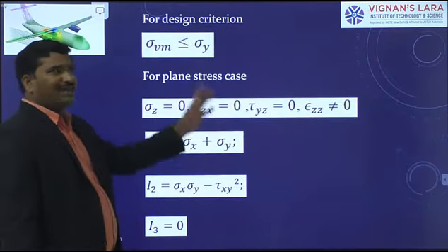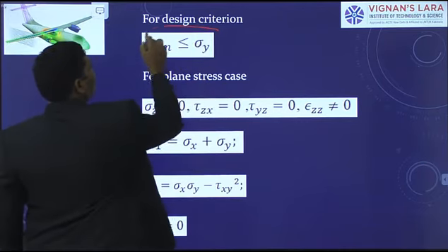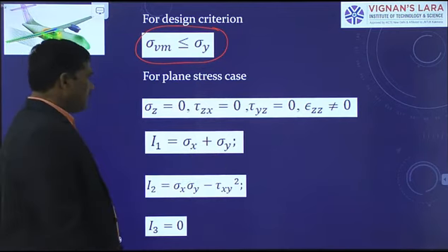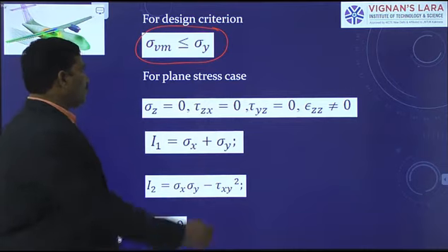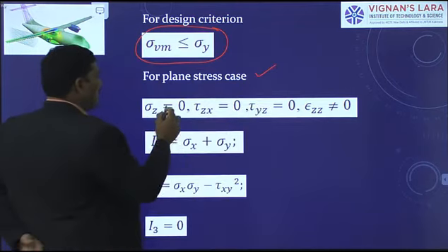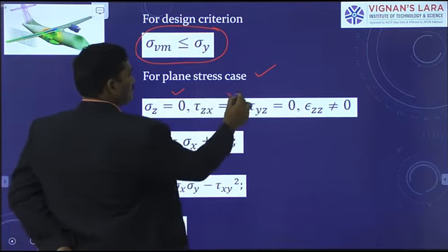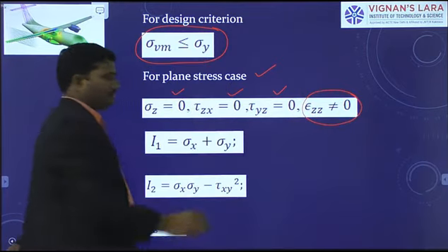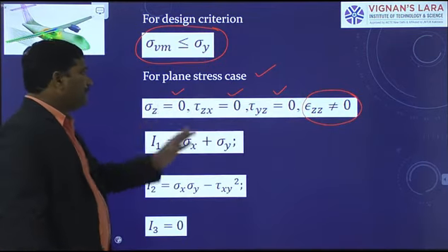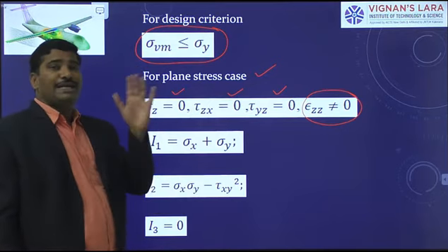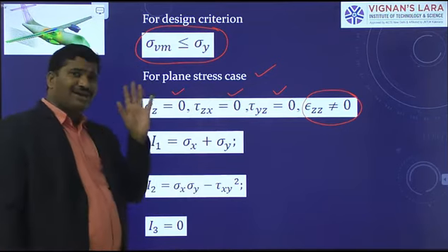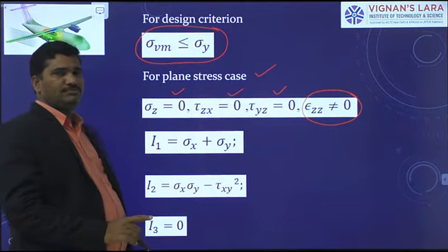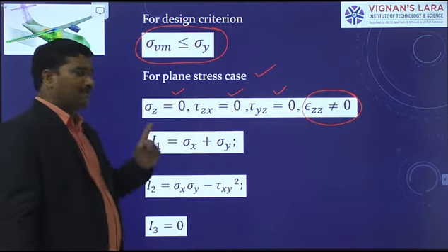Again, as I said, for design criterion, von Mises stress should be less than or equal to sigma. Okay. Now we shall see the plane stress case. For plane stress case, as I said, sigma z equals 0, tau zx equals 0, tau yz equals 0, and epsilon zz is not equal to 0. Only in-plane strains are non-zero. In-plane stresses are non-zero. What are the in-plane stresses? They are sigma x, sigma y and tau xy. They are non-zero for plane stress case.